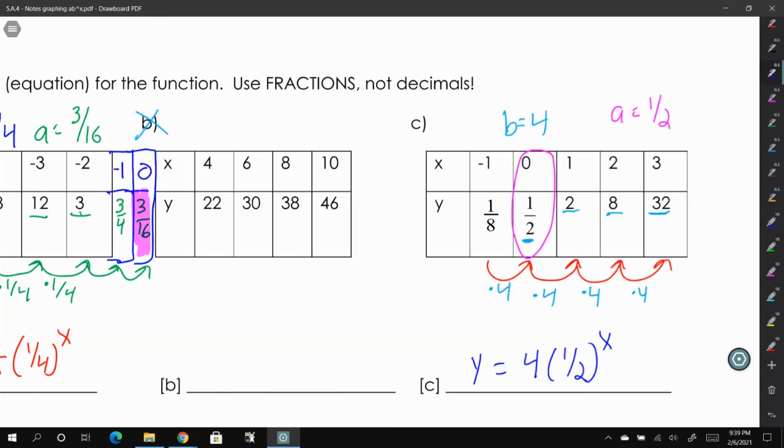So this is a good introduction to graphing exponential equations and finding their equations from tables. We'll do a little bit more of this, and we'll start shifting them too.